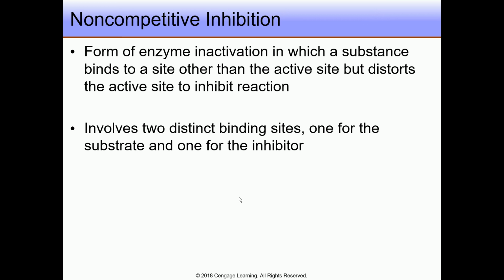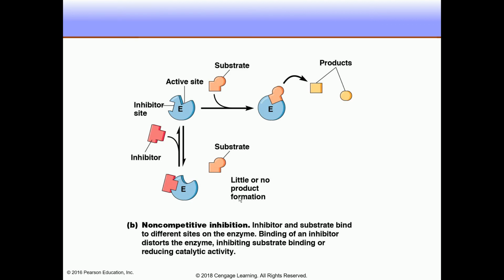Then another example is non-competitive inhibitors. Non-competitive inhibitors are those inhibitors which do not pose any competition for the substrate because they do not bind to the active site. They bind to a site other than the active site. You can see here, this is the active site, this is another site. If there is no inhibitor, the substrate is going to bind here, and the products are going to be formed.